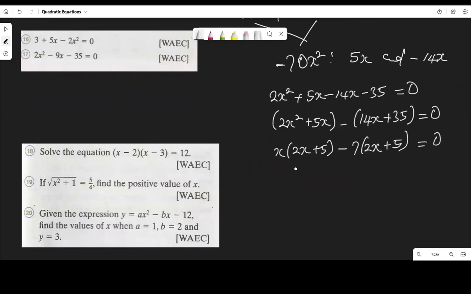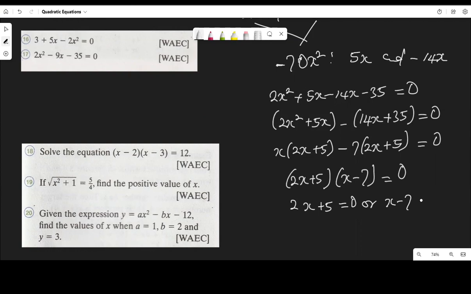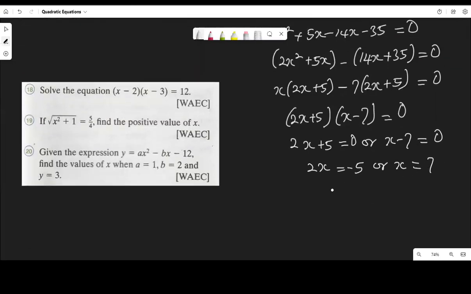We have a common factor 2x plus 5. Then we group this and this together. x minus 7 equal to 0 is either 2x plus 5 is equal to 0 or x minus 7 is equal to 0. 2x is equal to 5, move here, that is negative 5, or x is equal to negative 7, moves here and becomes positive 7, and divide both sides by 2 here. So x is equal to negative 5 over 2 or 7.